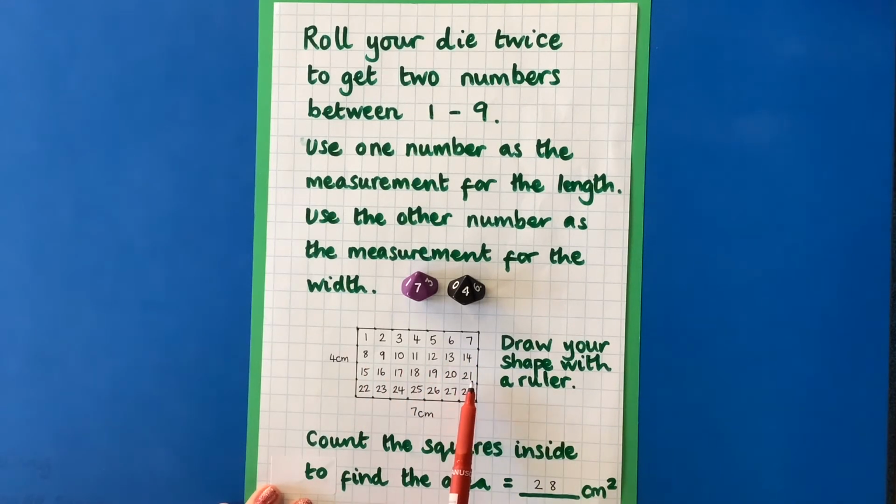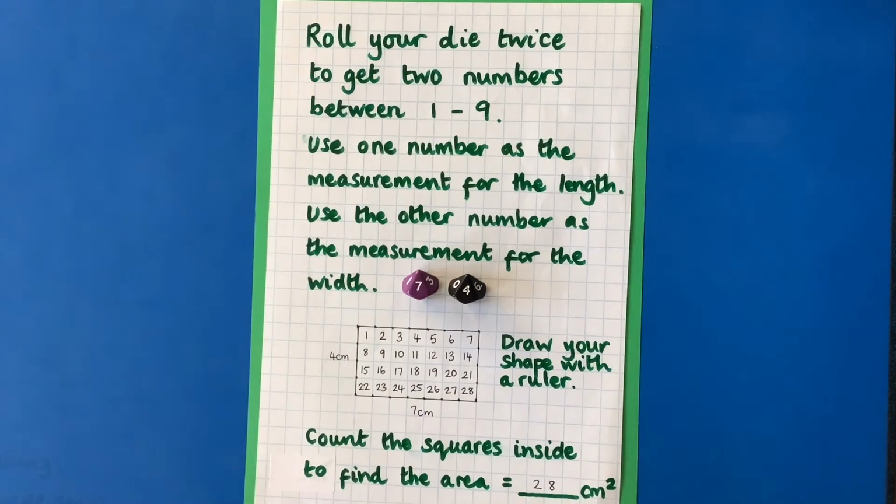7, 14, 21, 28. In your book, have a go at drawing some different shapes and working out the area. Use your die or your number cards to decide what your length and width will be and use a ruler to measure them out. Try and do about 6.